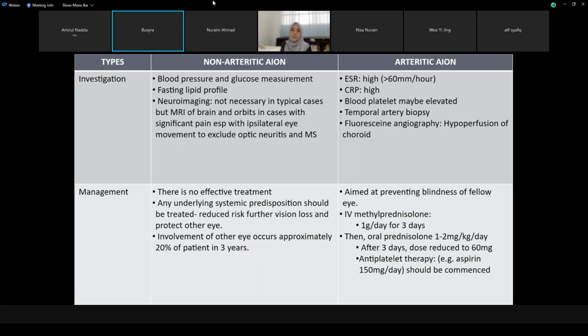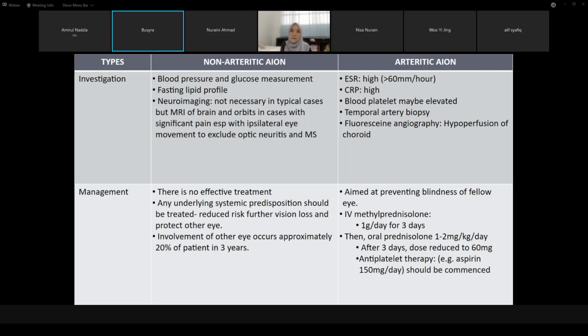For the investigation of arthritic ION, first measure the ESR, which is erythrocyte sedimentation rate. Usually, the ESR will be high due to the inflammation, with a level of more than 60. But some patients may have a normal ESR. So, in this case, a C-reactive protein test can be done. It should have a high CRP result, and this CRP is also helpful if the ESR shows a normal or low result.